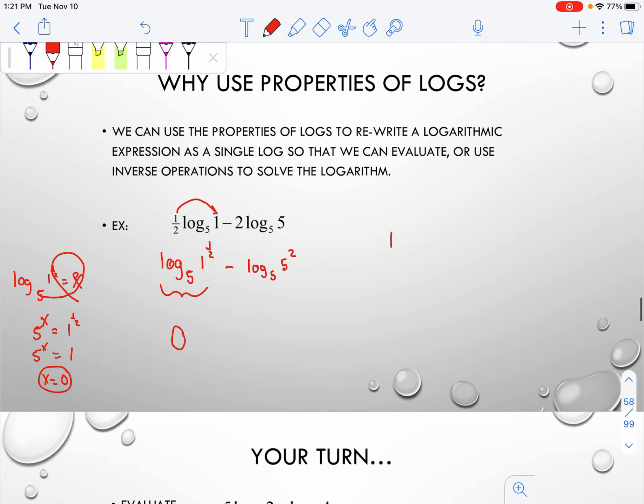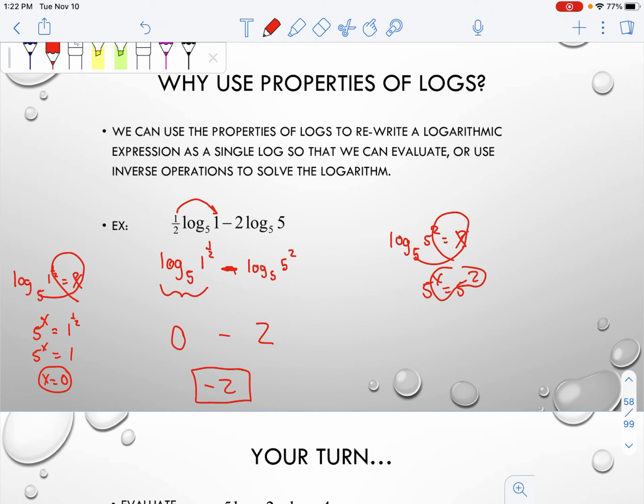The expression on the right, log base 5 of 5 squared, what does that equal? We can call it x. 5 to the x equals 5 squared. Bases are equal, set the exponents equal. That equals 2. So the subtraction symbol comes down, and that condenses to 0 minus 2, which is -2.